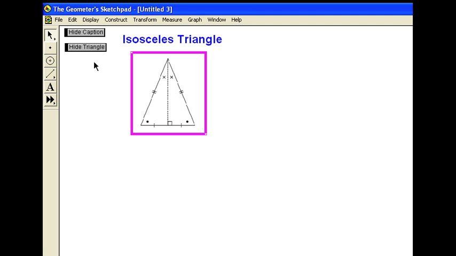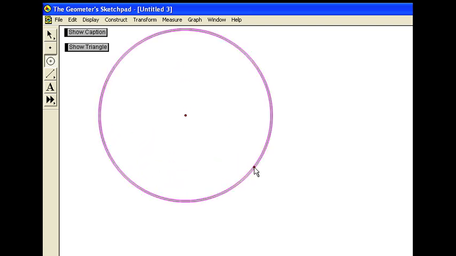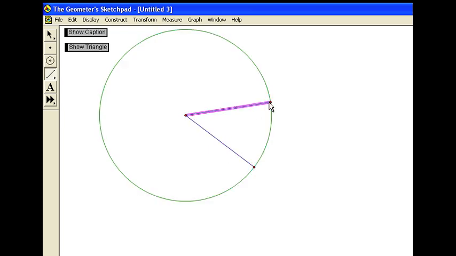So let's go ahead and get started. So let's hide this. We'll begin by drawing a circle. As I draw my circle, I then grab the line segment tool, and I'm going to draw a line, and I can draw another line. Both of these are the radiuses of the circle, and I'm going to shoot one more line segment across, and now I have my triangle.